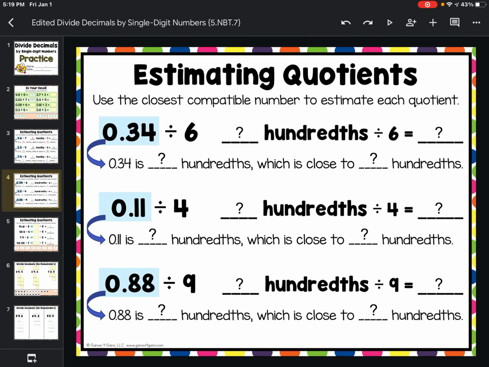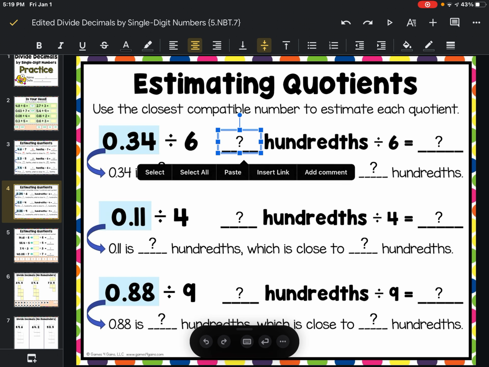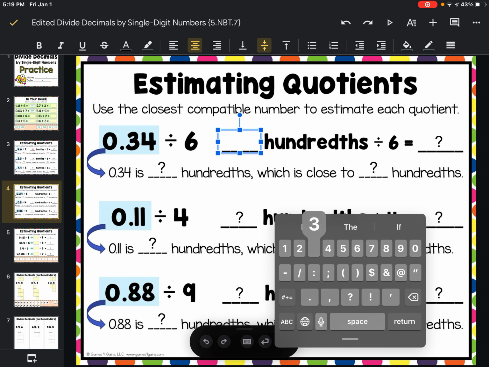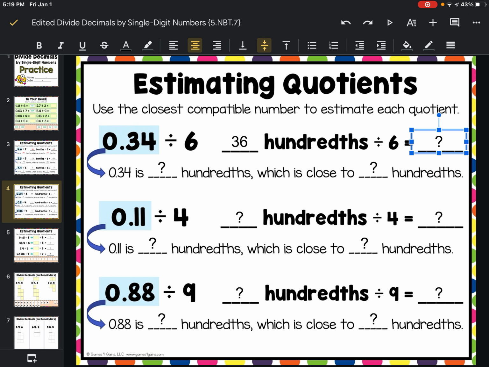The next page is the exact same thing, but you're dealing with hundredths, so 2 decimal places. So in this case, I have 34 hundredths divided by 6. If I'm thinking about numbers that are divisible by 6, I think, okay, I've got 18 is 6 times 3, 6 times 4 is 24, 6 times 5 is 30, and 6 times 6 is 36. So 36 is definitely going to be closer, so I'm going to go with 36 hundredths divided by 6, which would give me 6 hundredths.